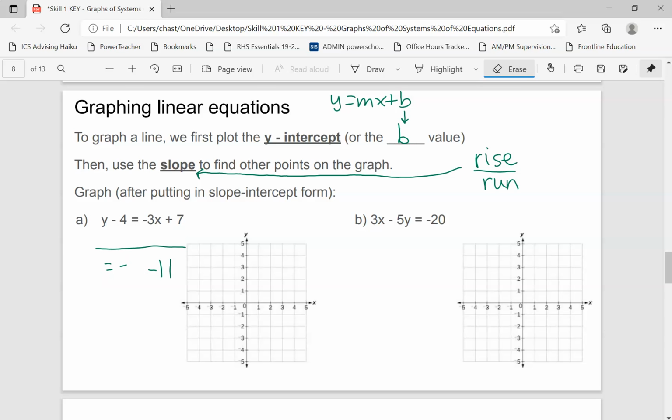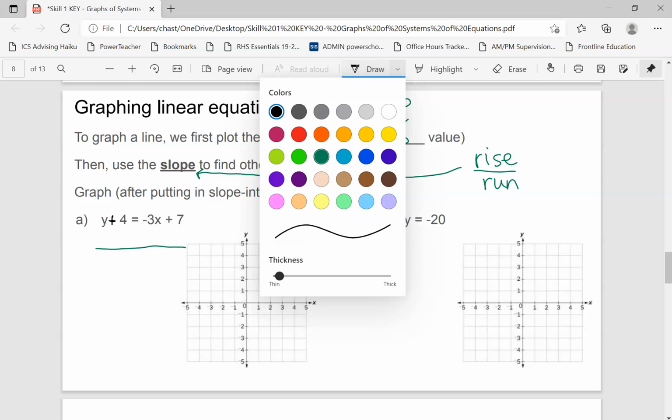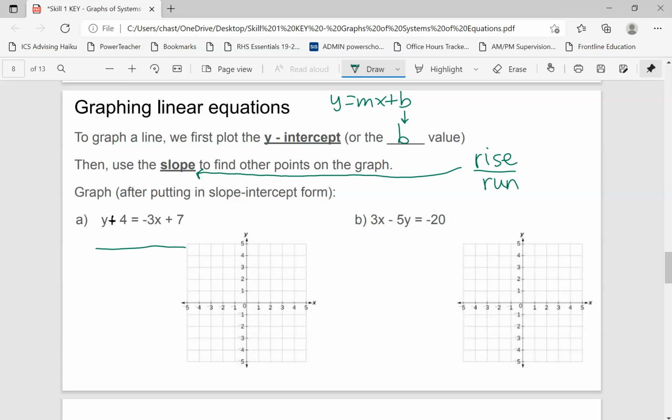I tell you what, I'm going to modify this problem real quick. Let's pretend that the original problem said y plus 4 instead of y minus 4, okay? Let's pretend that had happened, because then I could subtract 4 on both sides, and we're good. So y equals -3x plus 3.